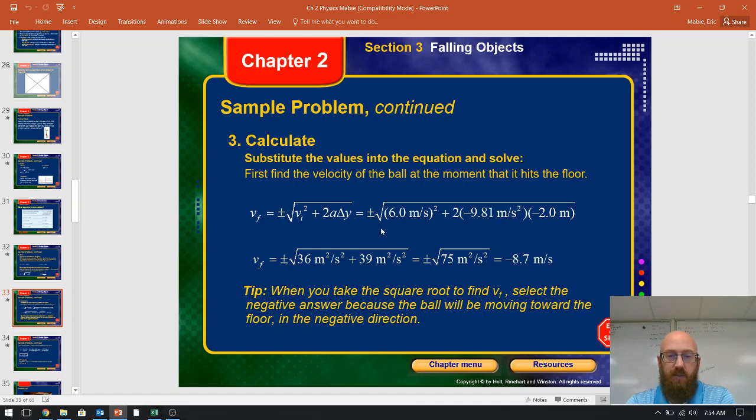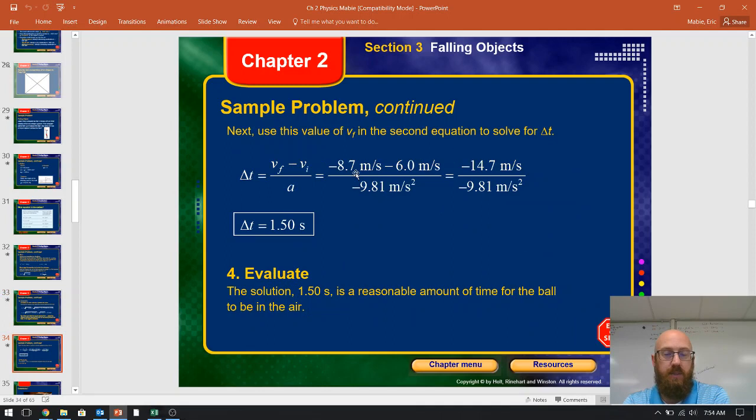In this case, I know my initial velocity, positive 6 meters per second, my 2 times acceleration, negative 9.81, and negative 2 meters, because it went from how high you threw it to the floor. And there's my final equation. You do get a positive and a negative, but in this case, it's going down, so you should pick the negative direction. Now the time. Notice we put in the time, vf minus vi over a gives you delta t using that other equation, and that gives you 1.50 seconds.